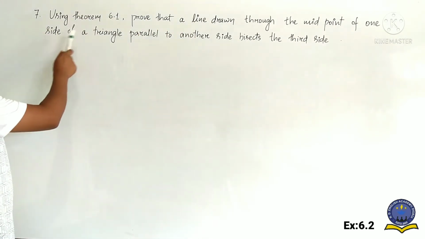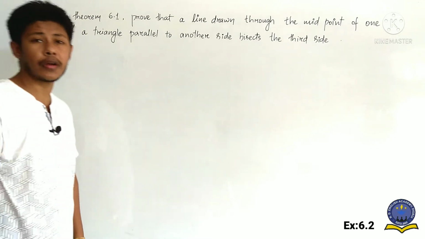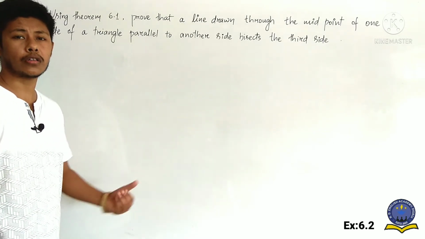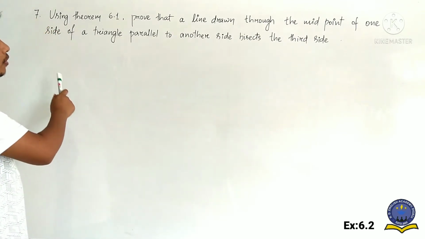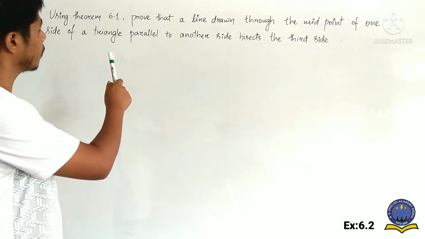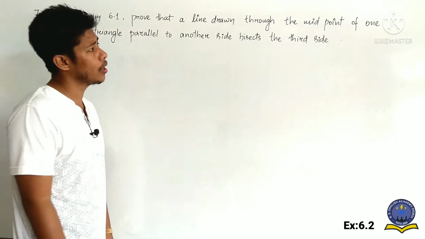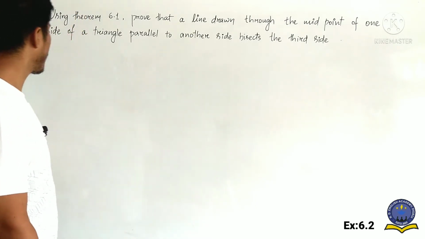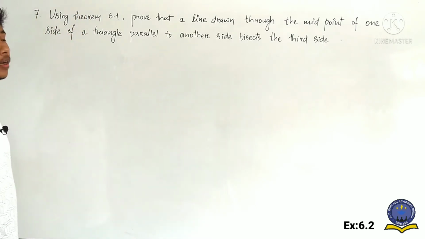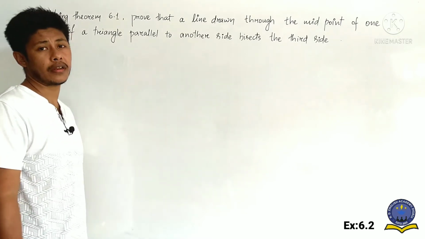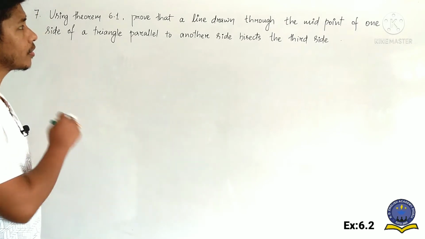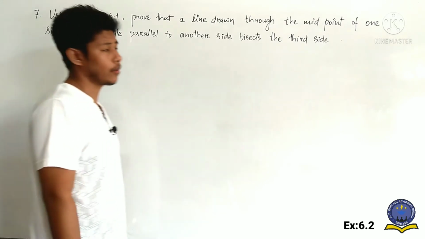First of all, using Theorem 6.1 means the Thales theorem, or we can also say the basic proportionality theorem. With the help of this Thales theorem, we have to prove that a line drawn through the midpoint of one side of a triangle parallel to another side bisects the third side. What is the meaning of this statement?